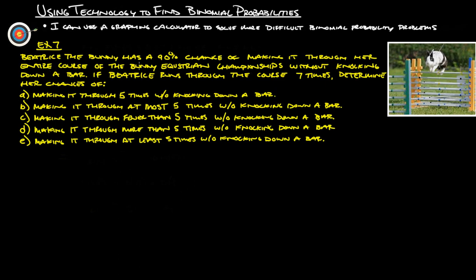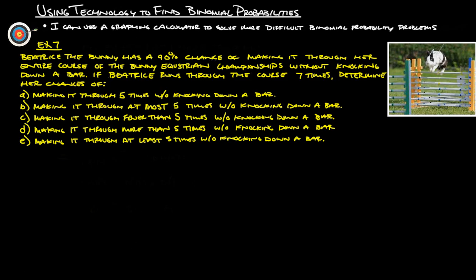We've got Beatrice the bunny, who has a 90% chance of making it through her entire course of the Bunny Equestrian Championships without knocking down a bar. If Beatrice runs through the course 7 times, determine her chances of, and we're going to do all these different things here. First thing, making it through 5 times without knocking down a bar. Now, this will be significantly easier with technology, hence the using technology piece.